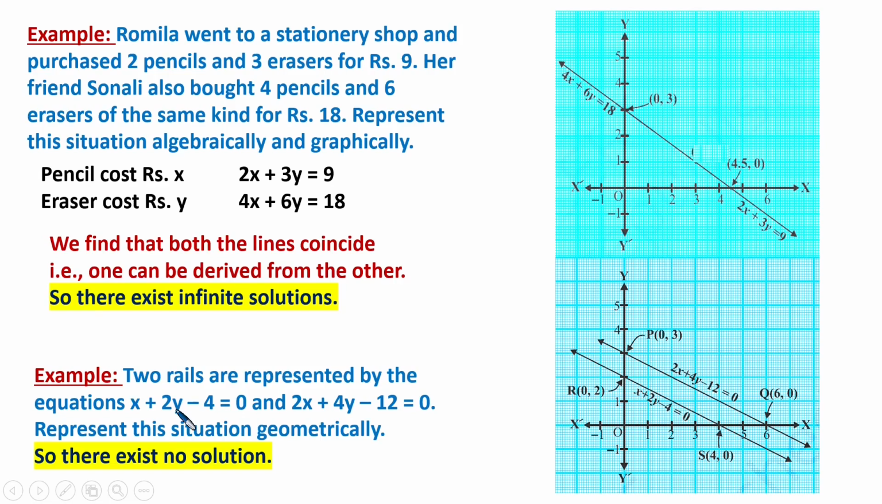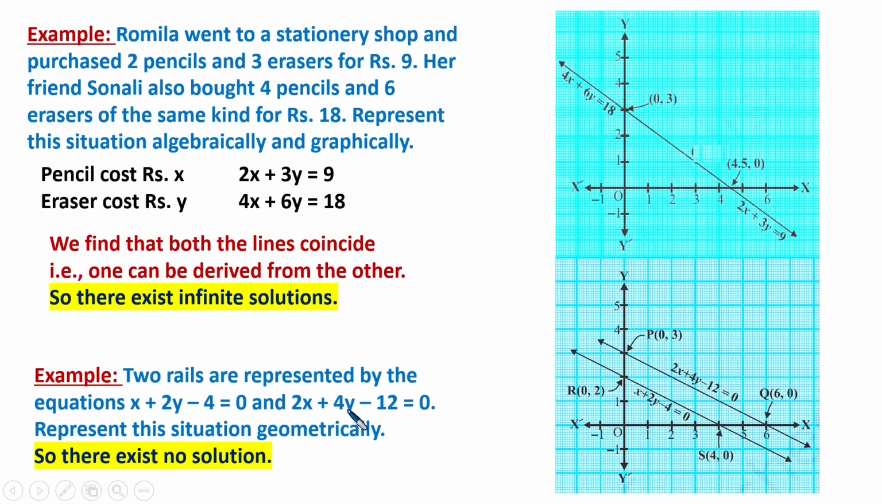So here you can see for this equation, if x is 0, y is equal to 4 by 2, that is 2. So for x equal to 0, y equal to 2, for x plus 2y minus 4. And if y is 0, then x is equal to 4. So you can get these 2 points and draw a straight line. If you have a minimum of 2 points, you can draw a straight line. So similarly here you can draw this line also.